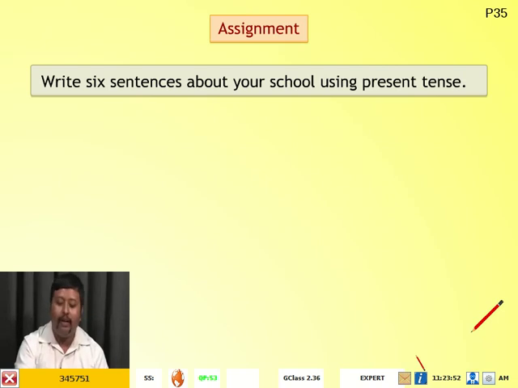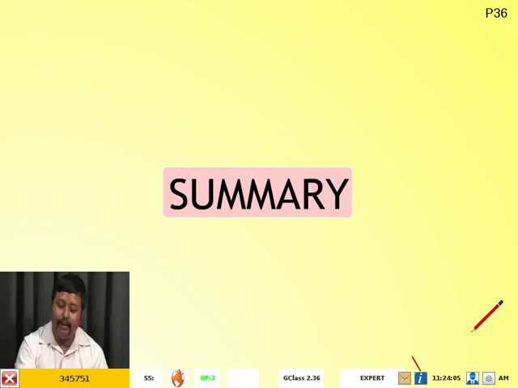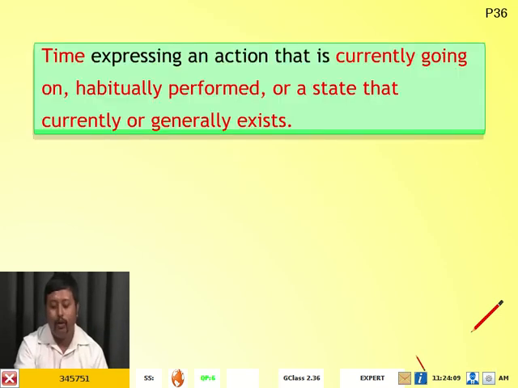Fine then. So here is an assignment for you all. Please try and do that at home. It would be what? Write 6 sentences about your school using present tense. Please do this at home.